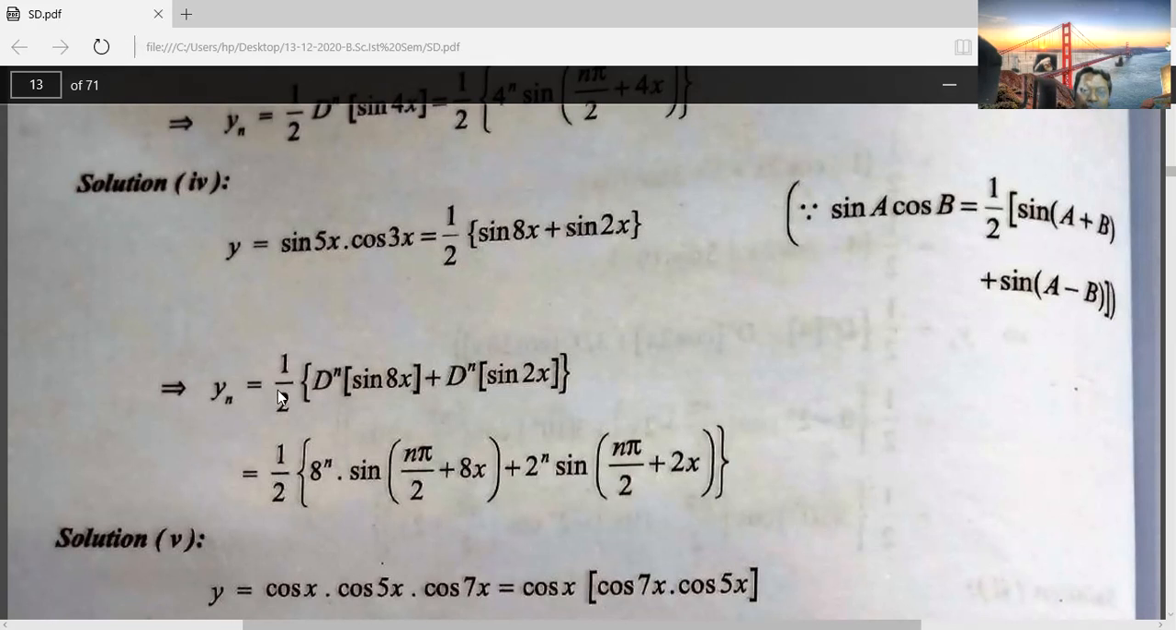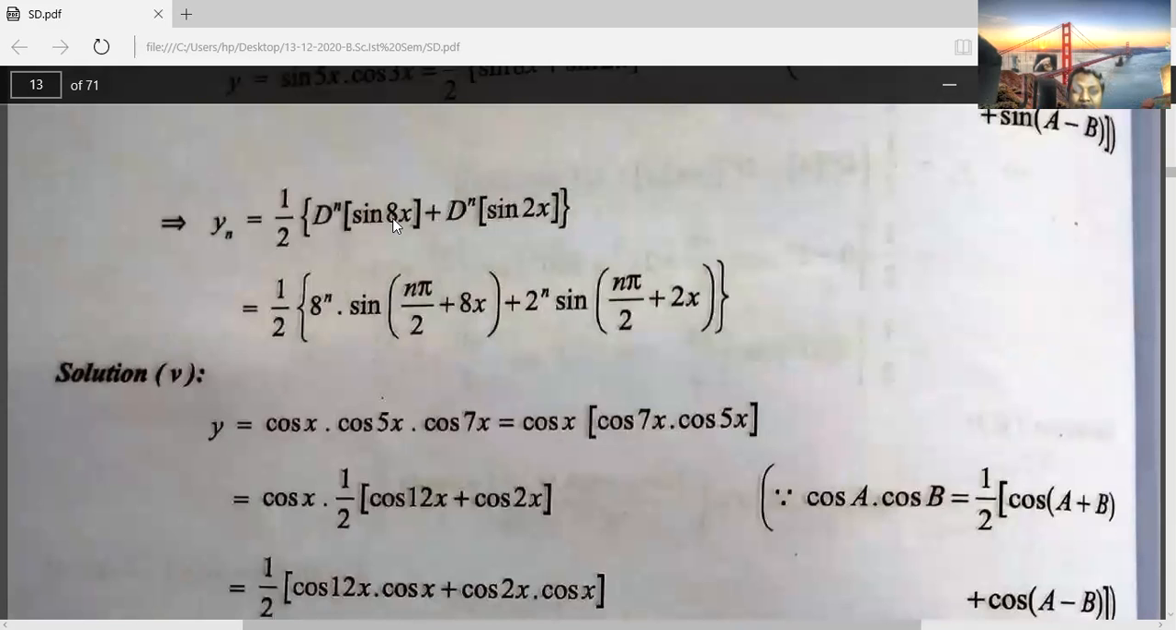Now the nth derivative you have to find out. Here you may ask the question: why are you not applying it directly? Because you don't have the product, the nth derivative you don't know directly. That's why you write y expressed in terms of sines of the two components, then you apply the nth derivative. Now here also the same way.